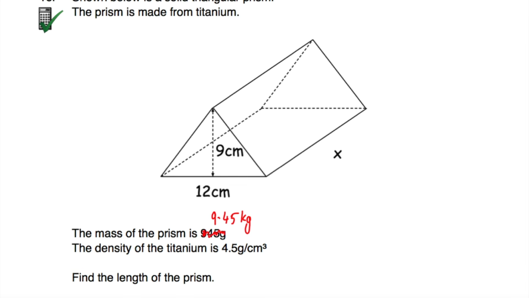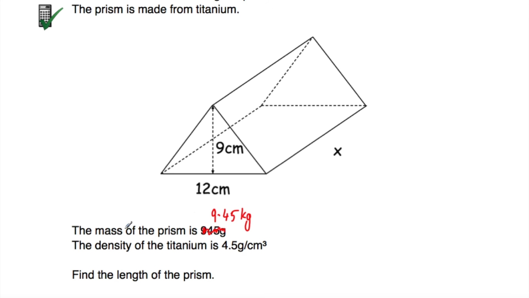Okay, so what I'm going to do in this question is, first of all, I'm going to have a look here at the fact that the mass of the prism is 9.45 kilograms, and I'm going to change that into grams to begin with, because the density is in grams. So there's 1,000 grams in a kilogram, so we'll times this by 1,000, so that'll be 9,450 grams. So that's the mass of the prism.